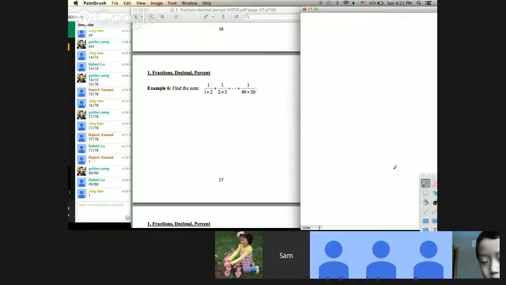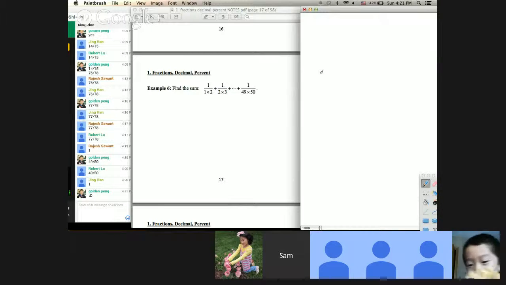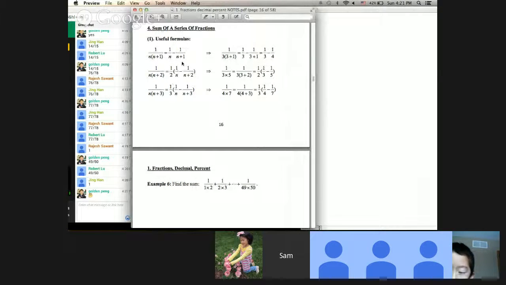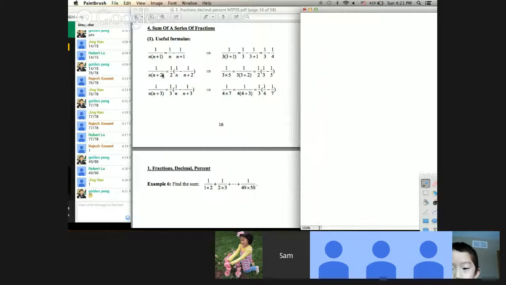All right, the answer is actually 49 over 50. Nice job to the people who got that, and I'll explain why that is because it's a little bit challenging. So let's scroll back up so you can see it. This is what's going to help you solve that problem. You see that each one is basically two consecutive numbers, where one is greater than the other one. So we'll just use this formula and see what happens, right?